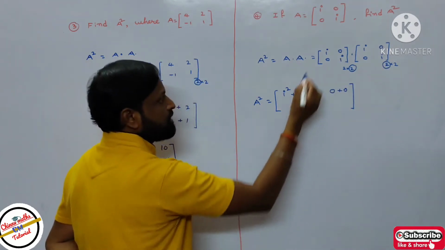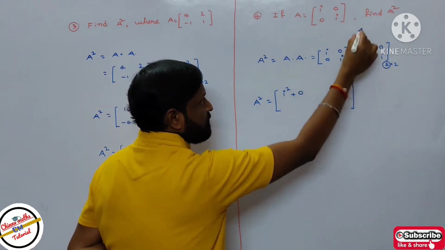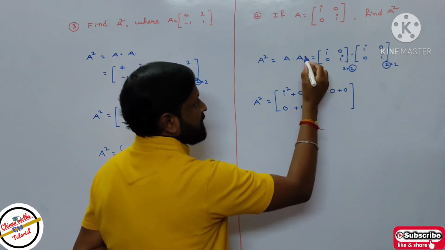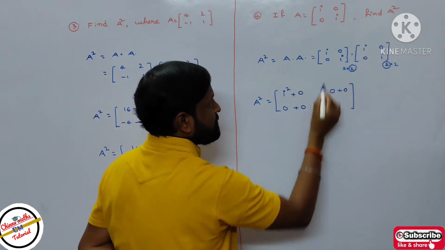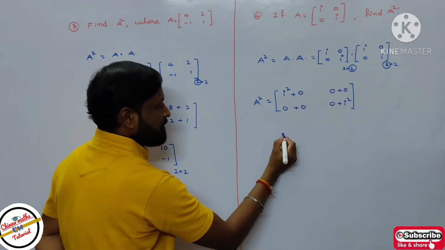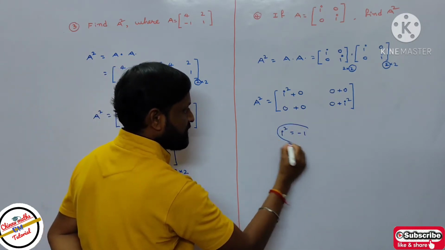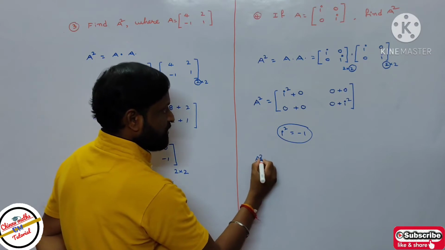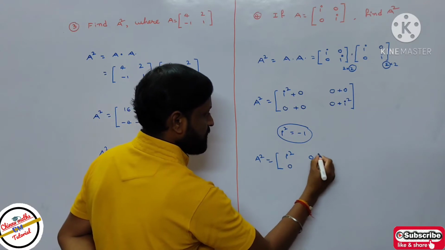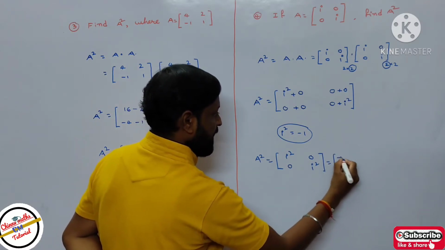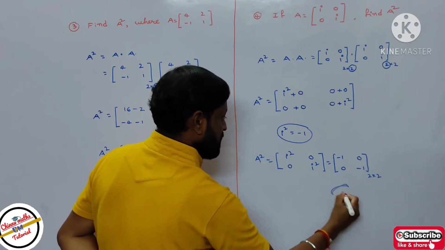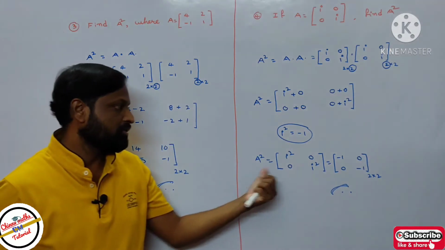Second row and first column: 0 into I, 0, plus I into 0, 0. Next, second row and second column: 0 into 0, again I into I square. But we know that the I square value is equal to minus 1. Then A square equals [I square, 0; 0, I square]. Substituting the I square value, we get [-1, 0; 0, -1]. The order is 2 by 2. It is the product of A into A, that is equal to A square.